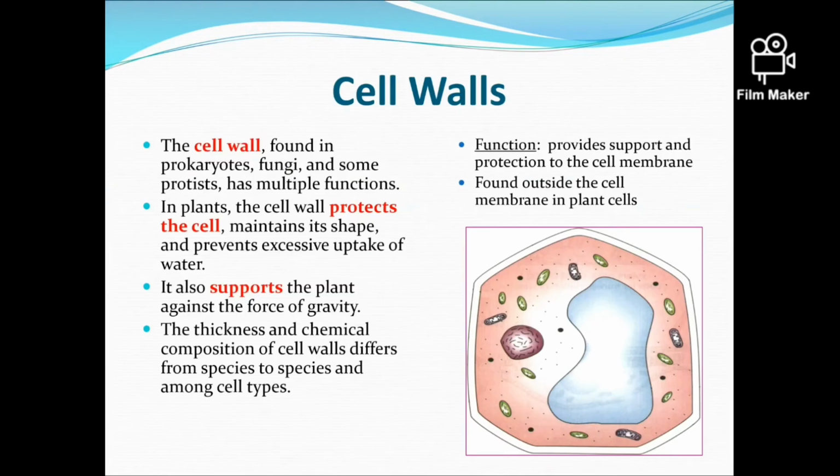Let's start off with cell wall. The cell wall, found in prokaryotes, fungi, and some protists, has multiple functions. In plants, the cell wall protects the cell, maintains its shape, and prevents excessive uptake of water. It also supports the plant against the force of gravity.